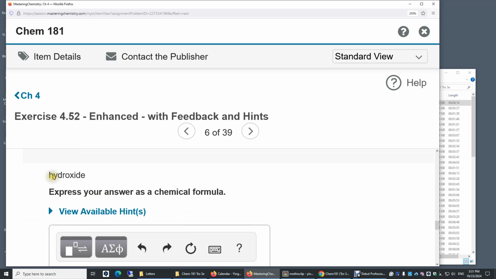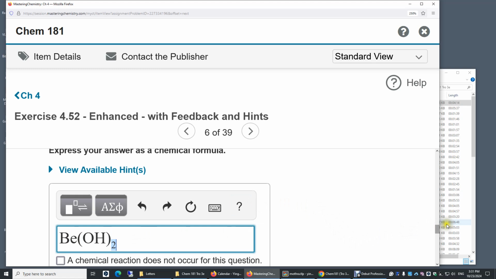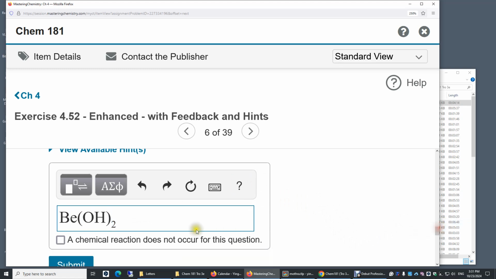Part C, hydroxide. Hydroxide is OH- with only -1 charge, but beryllium has 2+ charges. So for beryllium, we need 2 OH-. While the name is hydroxide, we write OH with O in front of H.